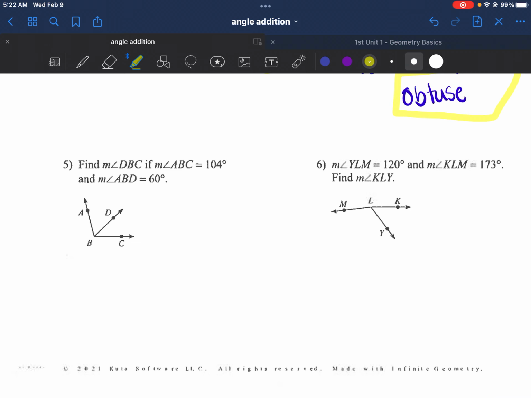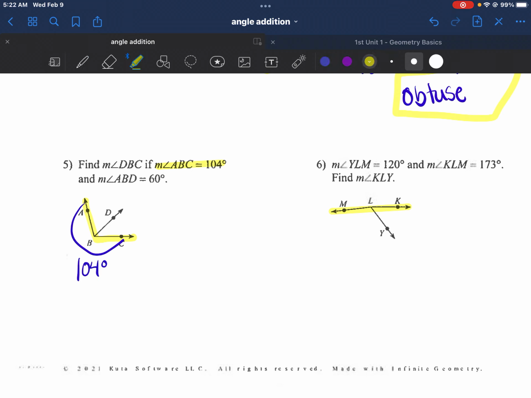Now, let's look at this. We know ABC right here. I'm going to go ahead and highlight this one, MLK. So, let's go ahead and focus on number 5. ABC, or CBA. I'm going to look for where it says measure of ABC, which is right here. So, I know the big angle is going to be 104 degrees.